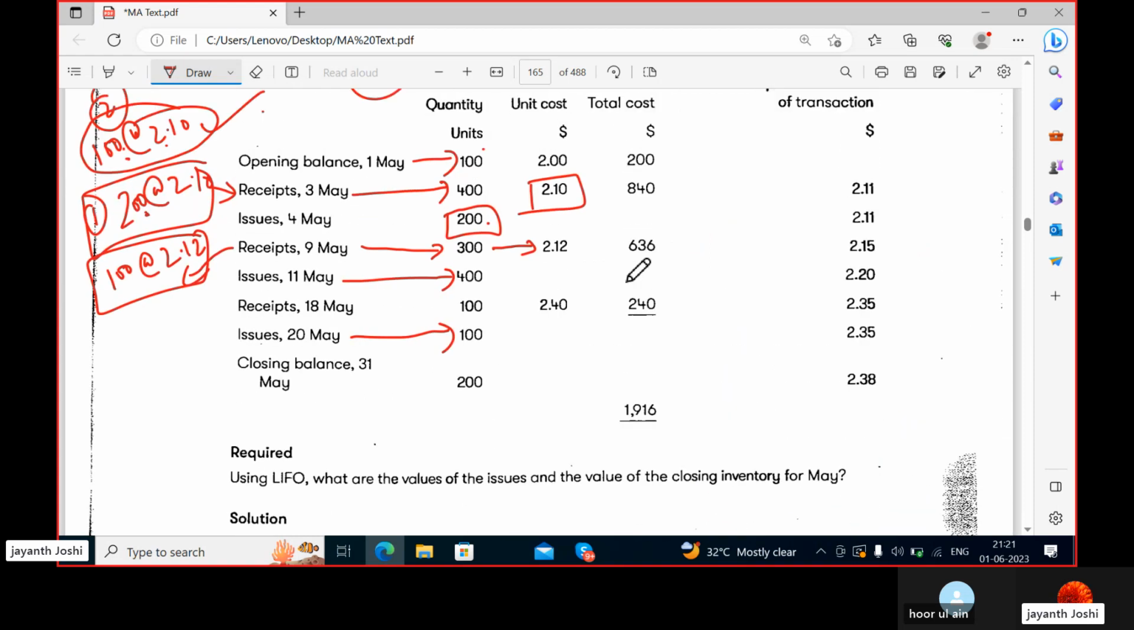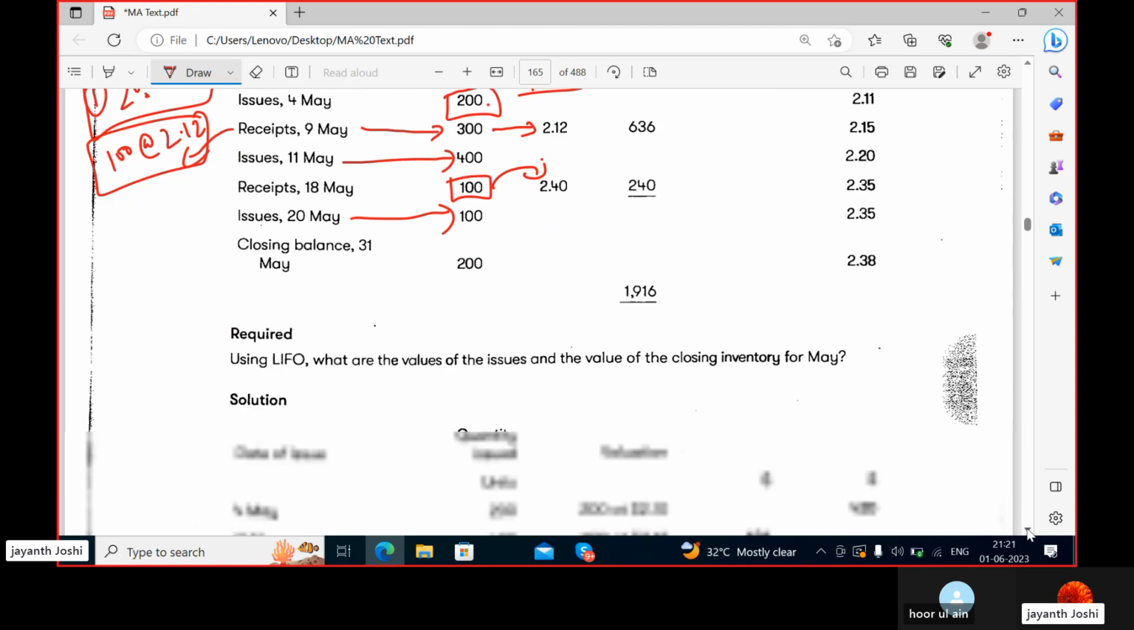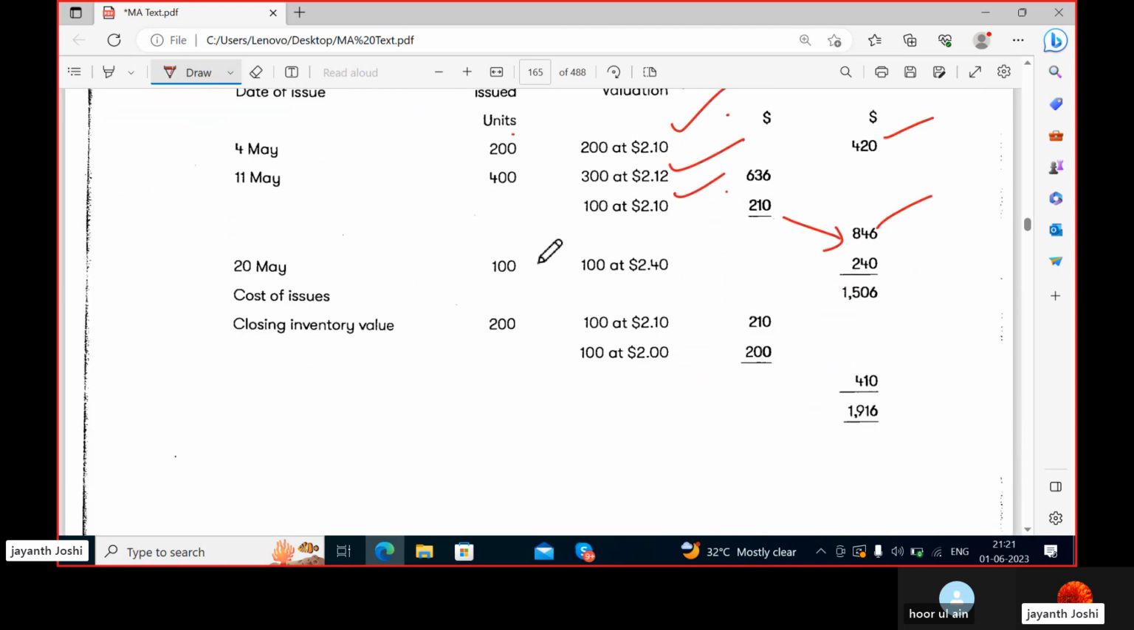Okay, last one. I have to check the last one. Sorry, last in, first out. So first I have to check this one. At the rate of 2.40, this one I will sell first. This is LIFO. So I took this. And then I have this.